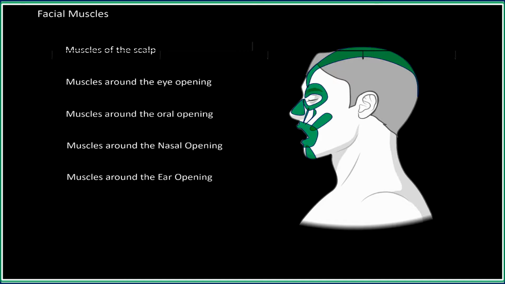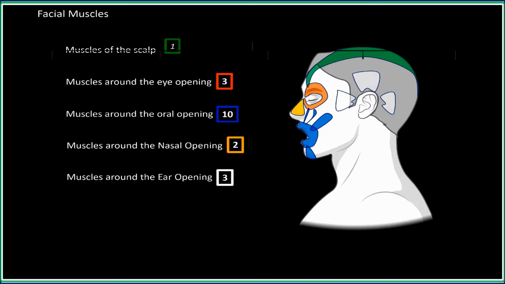Muscles of facial expression can be divided into groups depending on the anatomical location. We're going to have 1 muscle in the scalp, 3 around the eye opening, 10 around the oral opening, 2 around the nasal opening, and 3 around the ear opening.